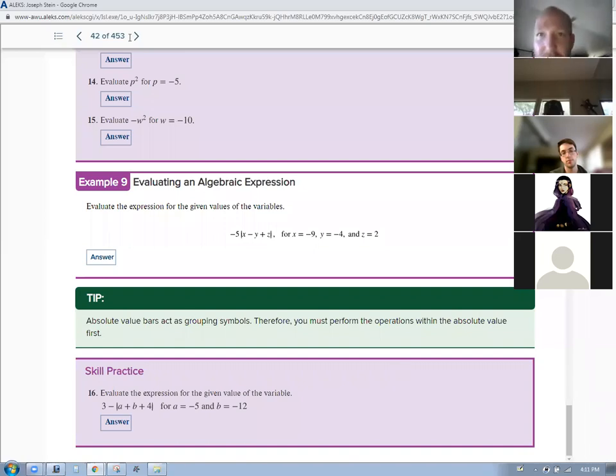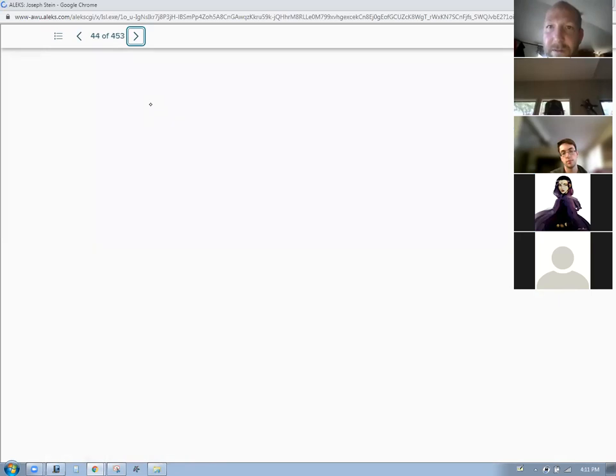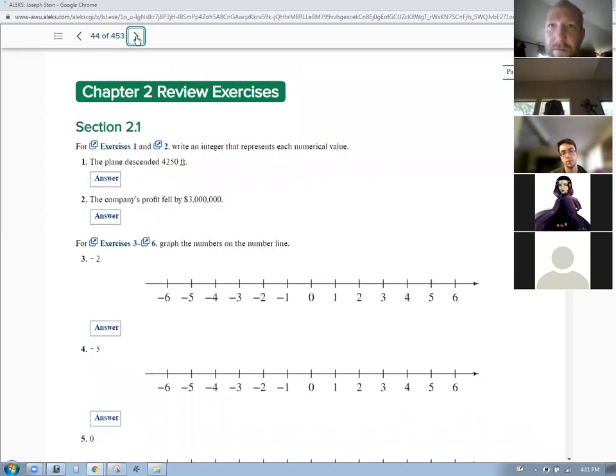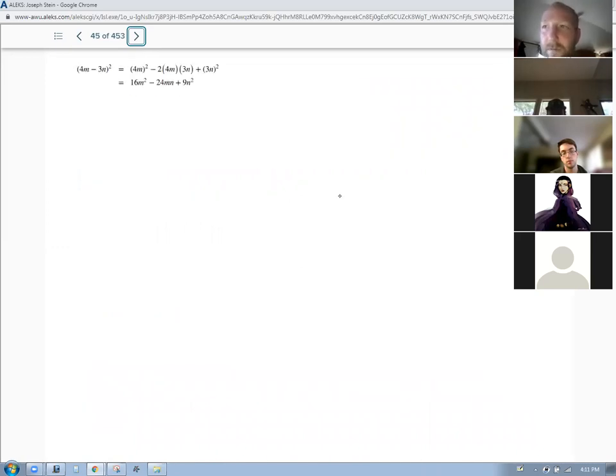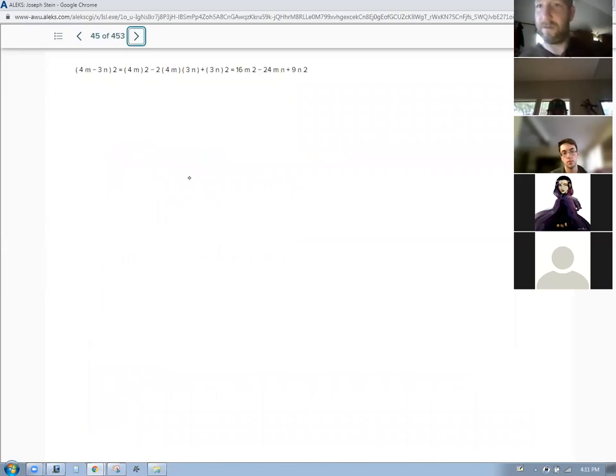And let's see. 0.5 exercises. What the hell is this? Next page. I don't know, this book is weird. Here goes the next page.